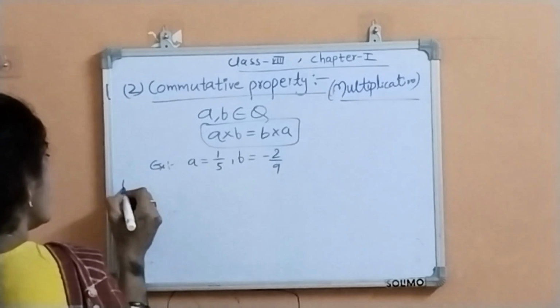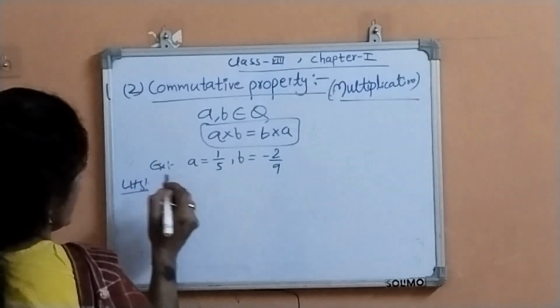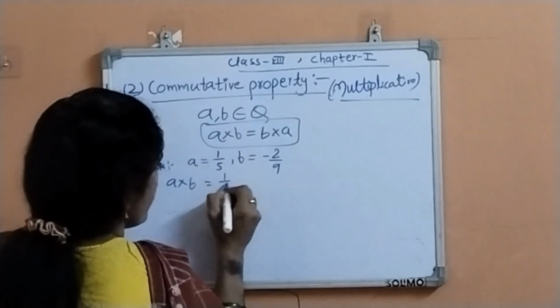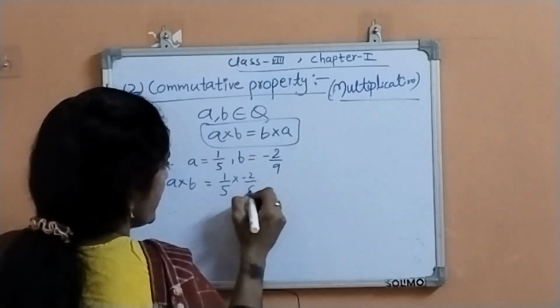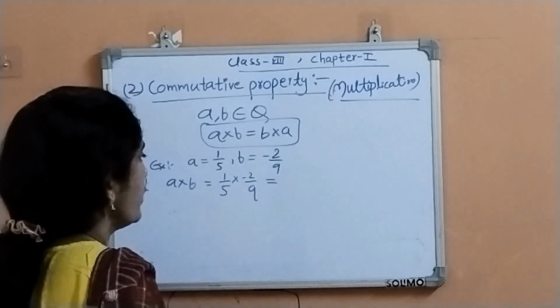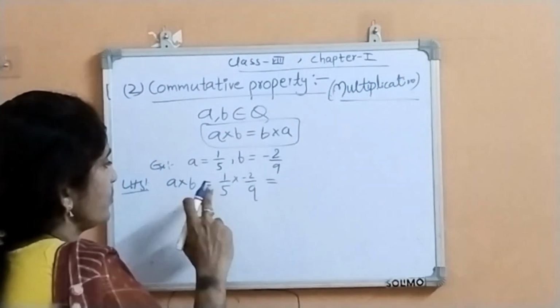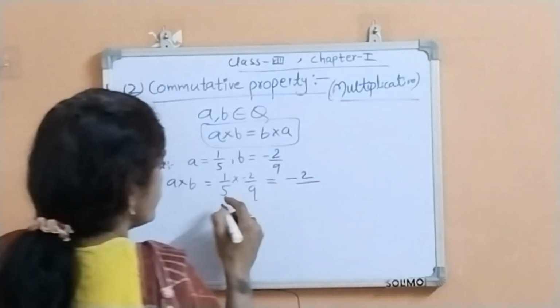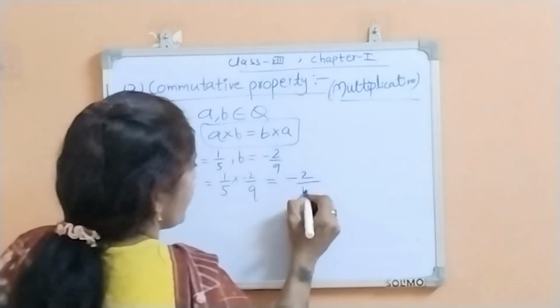Okay, so I am going to check LHS at first. So A into B, the LHS statement is A into B. So 1 by 5 into minus 2 by 9. Okay, so multiplication is very easy. So there is no confusion. Plus into minus is minus. 1 times 2 is 2 by, so 5 nines are 45.